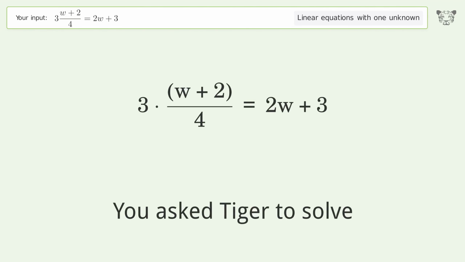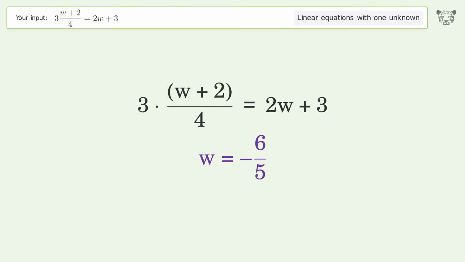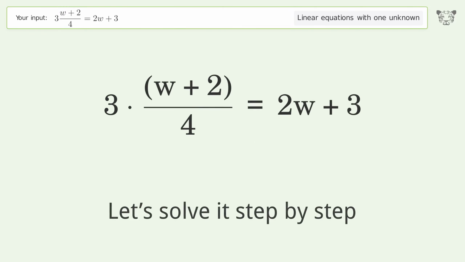You ask Tiger to solve. This deals with linear equations with one unknown. The final result is w equals -6/5. Let's solve it step by step.